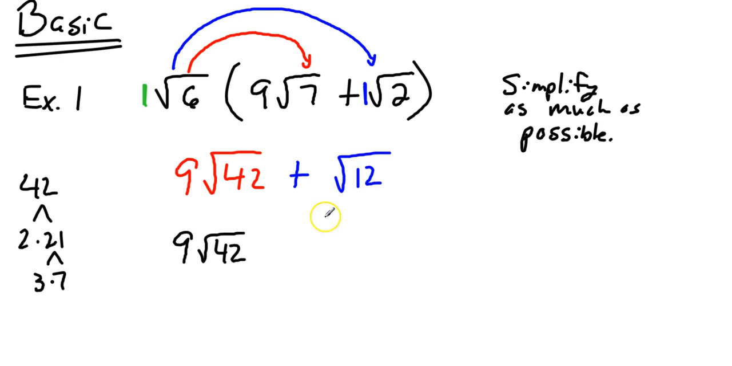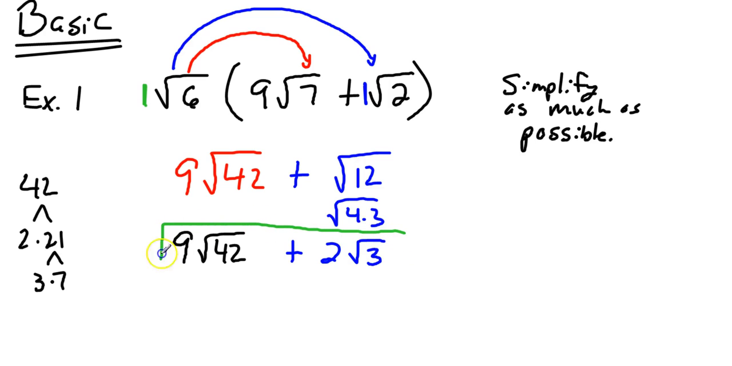Now, 12, that one you can make it 4 times 3. And where you got 4 times 3, you can make that 2 square root of 3. So that would be the answer that you're looking for. And again, it seems like you could do something with the 42. You can't. There's nothing you can do with it.